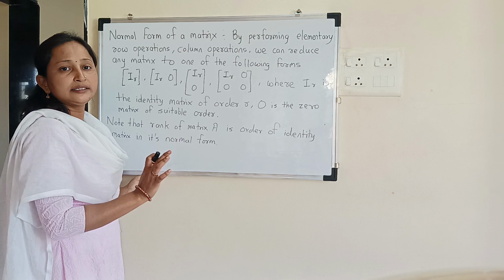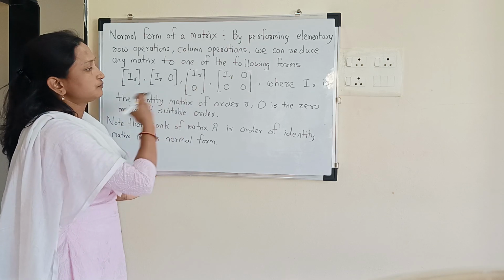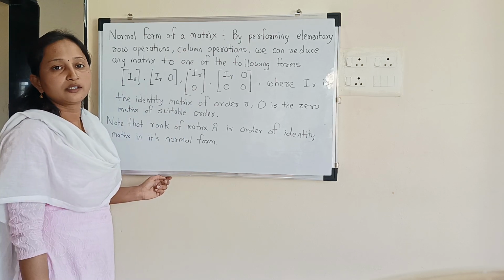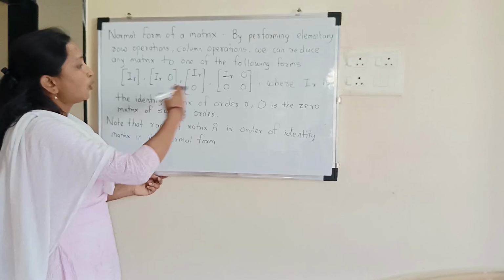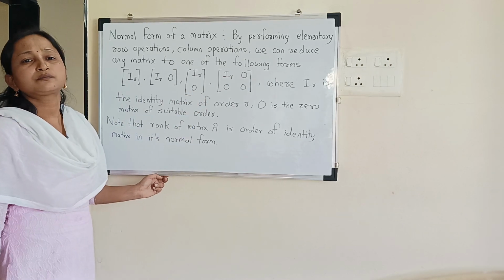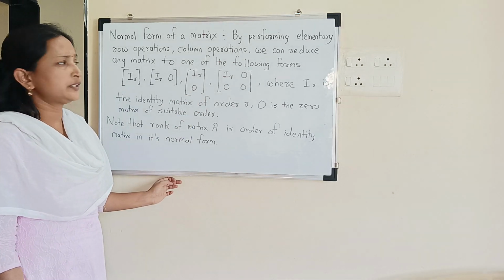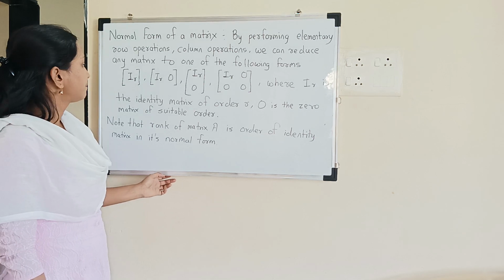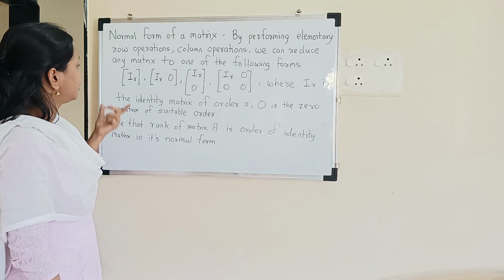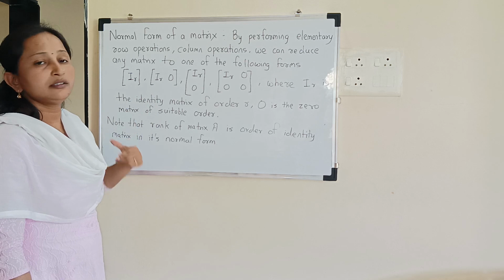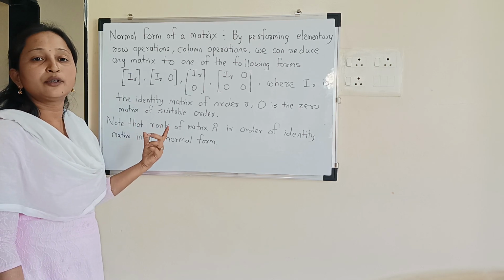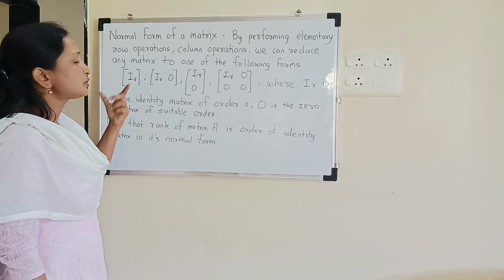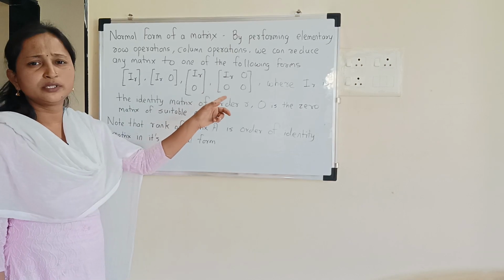So any matrix can be reduced to one of these forms. These four forms are known as normal forms of general matrices. Note that by using elementary row operations and elementary column operations you can reduce any matrix to any one of these forms.